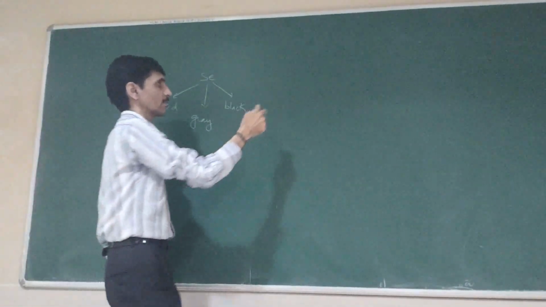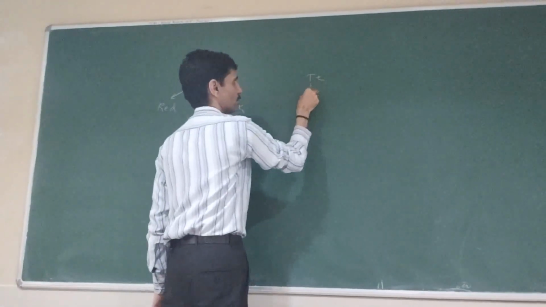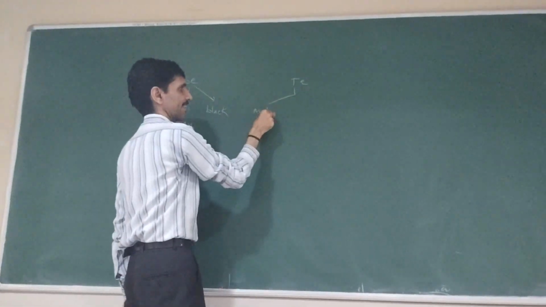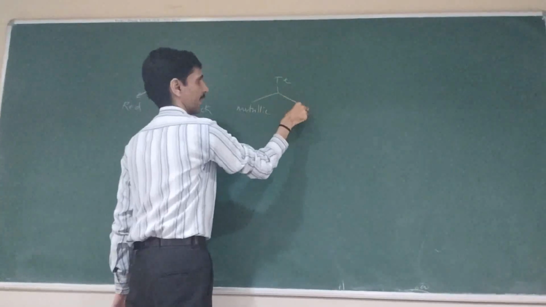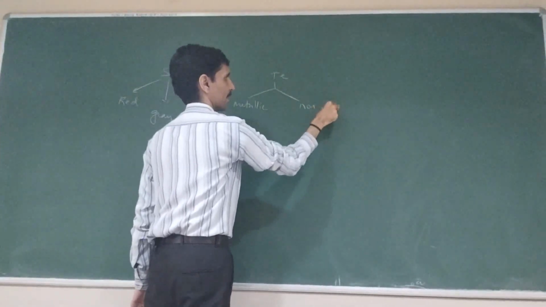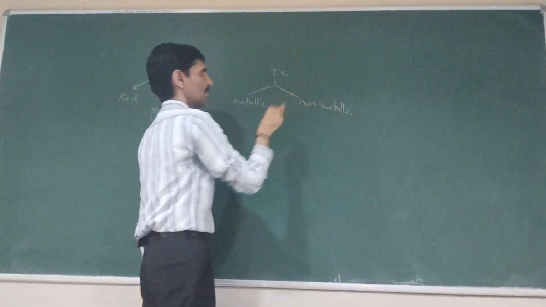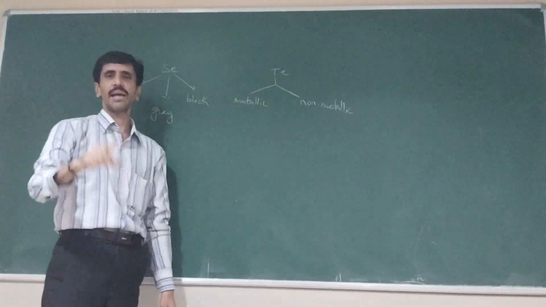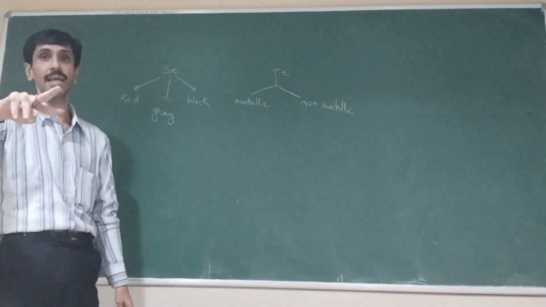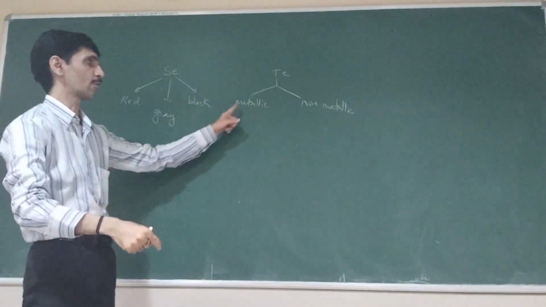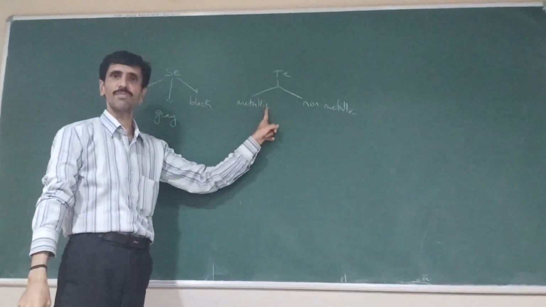Okay, next we go into tellurium. Tellurium has two forms. First one we call a metallic form, and the other one is non-metallic. And as I told you earlier also, tellurium is a metalloid, and therefore it can behave as a metal as well as a non-metal, and therefore we can show these two forms.